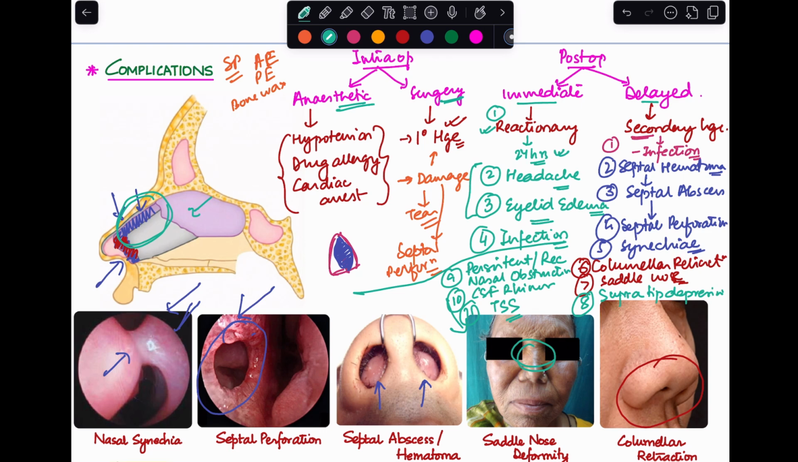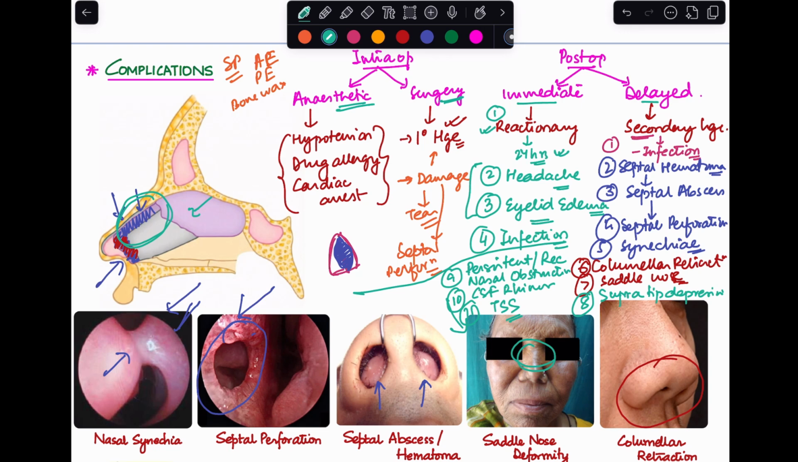If indeed this develops, this is a total medical emergency, and you have to treat it by removing the pack, starting the patient on IV antibiotics, and ICU management would also be required. So this is all about the different complications of septoplasty.